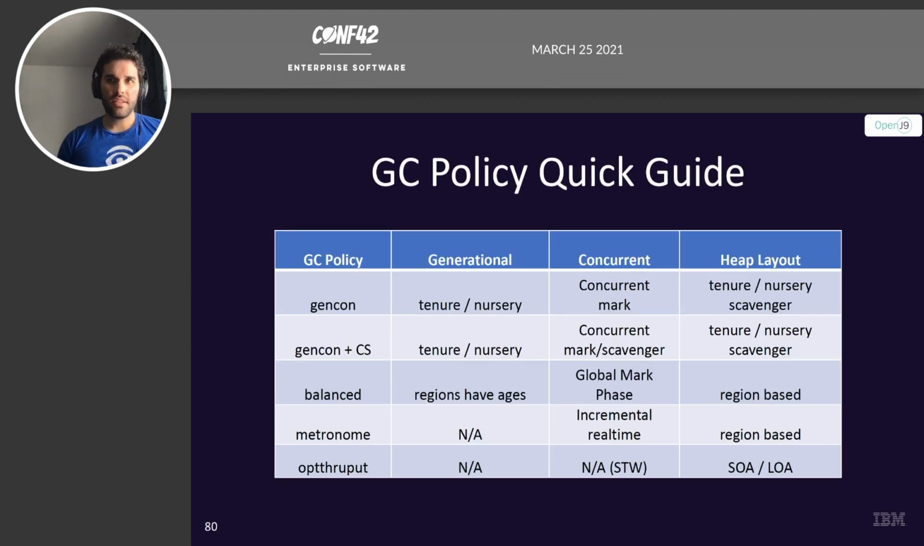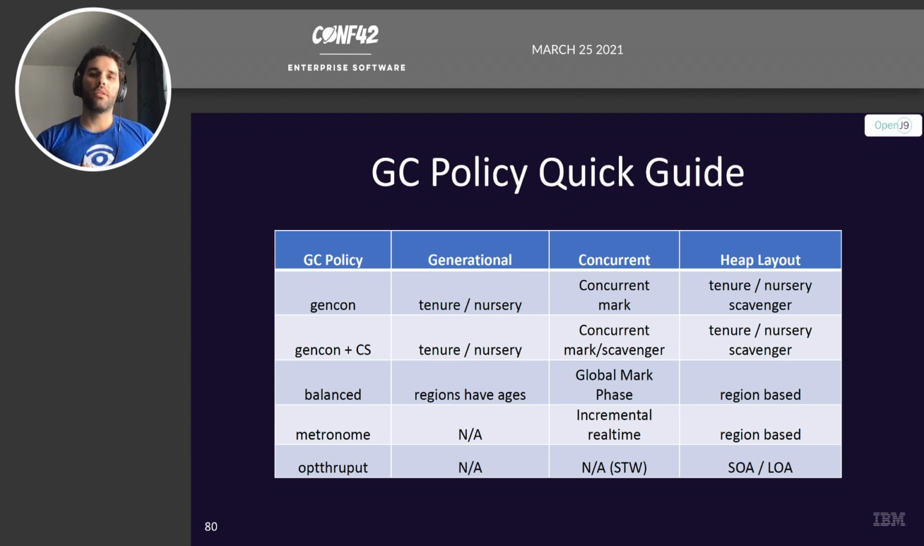So stay tuned. This is a quick GC policy guide. On the left we have the GC policy, and on the right we have some characteristics. For instance, some of these GCs are generational, right? GenCon, GenCon CS, and Balanced. Some of them are going to have some concurrent phases. The only one that has no concurrent phase at all is Opt Throughput, but Opt Throughput has the highest throughput, and that's because it doesn't have to deal with read or write barriers.